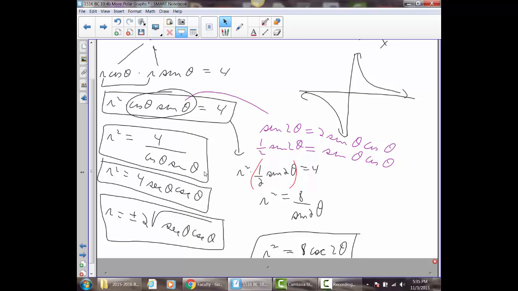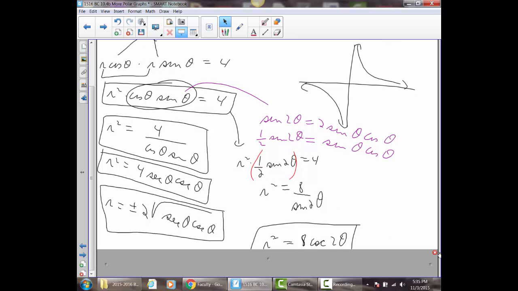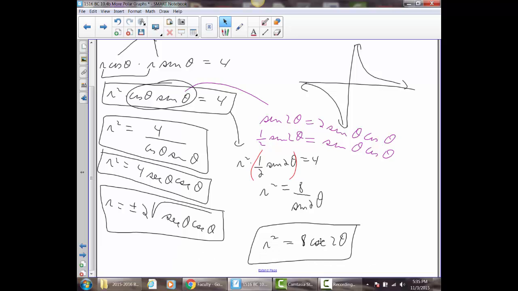Now, if you're observant and you know that the sine of 2 theta is 2 sine theta cos theta, then if I divide both sides by 2, sine theta cos theta is a half sine 2 theta. So I have r squared times a half sine 2 theta equals 4. That gives me r squared equals 8 divided by sine 2 theta, which would be r squared equals 8 times cosecant of 2 theta. So that would be one way of writing it.